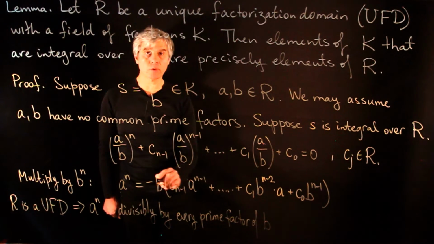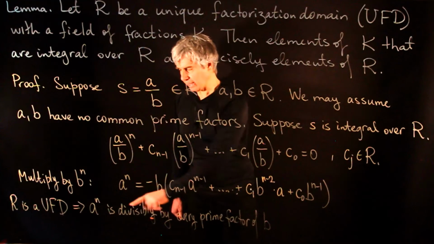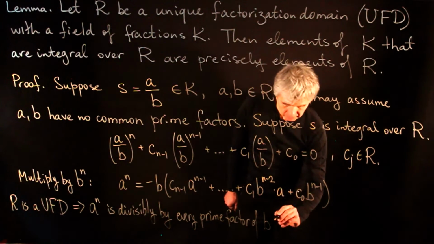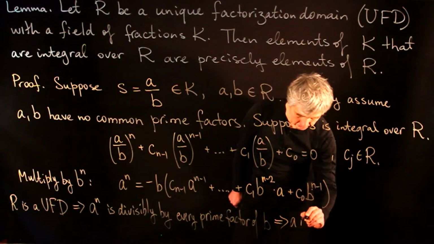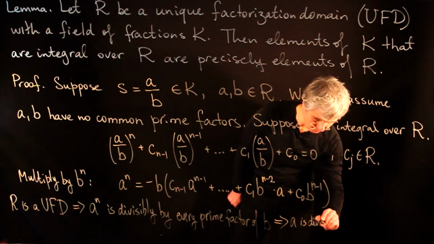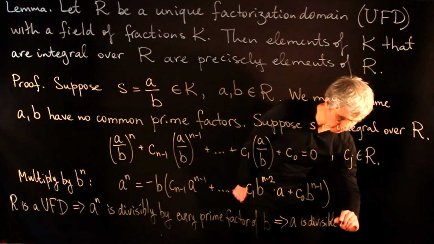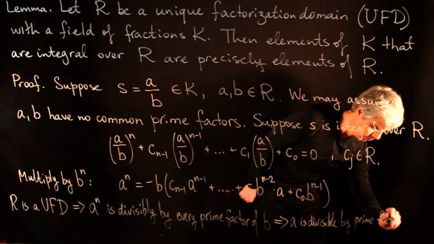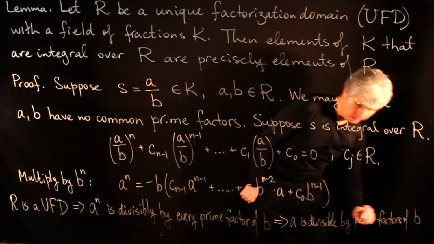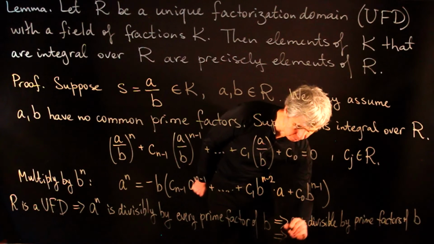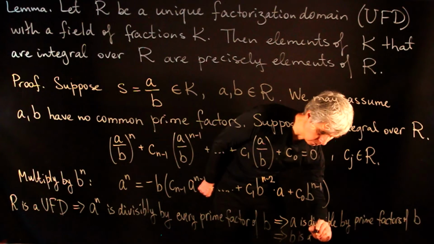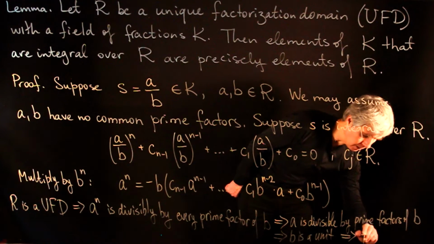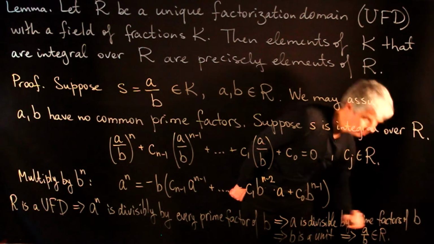Because here we have a factor of b in the right-hand side. But again, because we have a unique factorization of a into primes, this tells us that a is divisible by prime factors of b. And this tells us that b is a unit, which implies that a over b belongs to R.